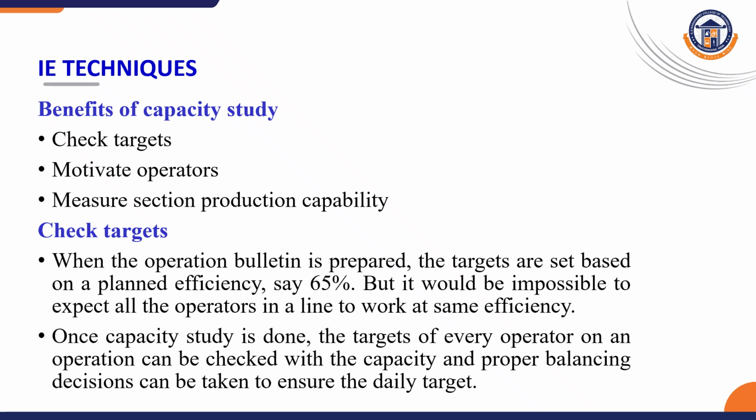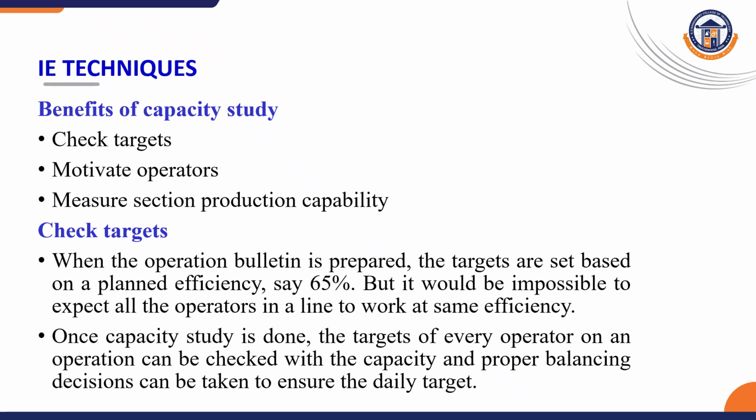When the operation bulletin is prepared, the targets are set based on balance efficiency. Planned efficiency is 60%. But it would be impossible to expect all operators in a line to work with the same efficiency. Exactly. This is the same for any sector. You are working as a group, everyone will not work equally, and you cannot expect that. Okay. So then you have to take an average and work it out.